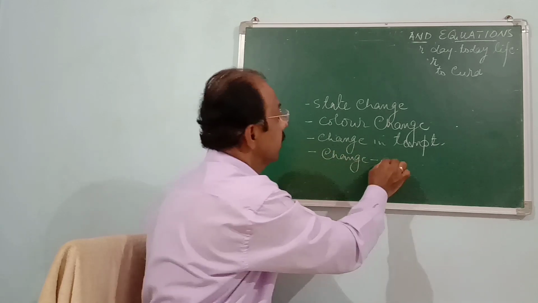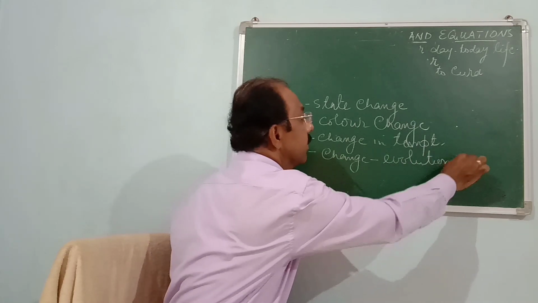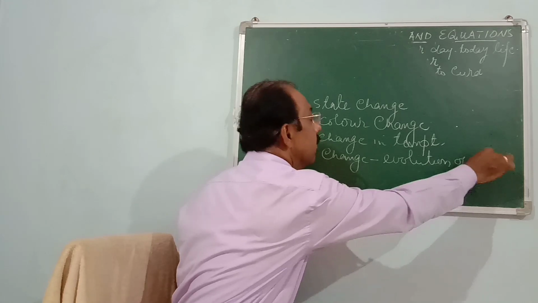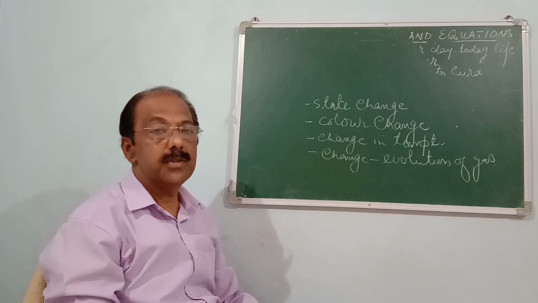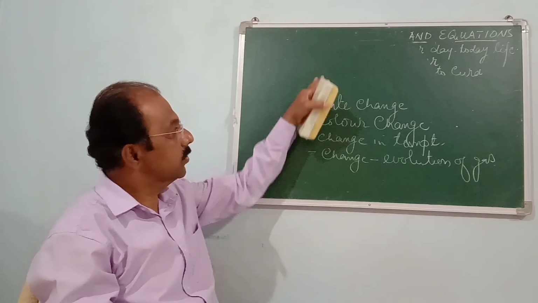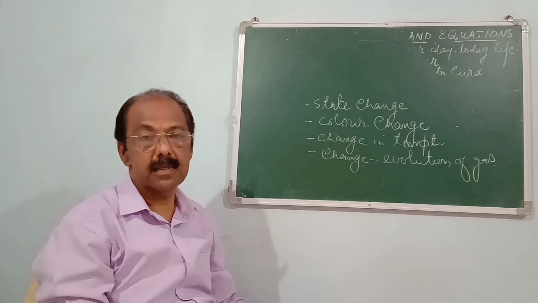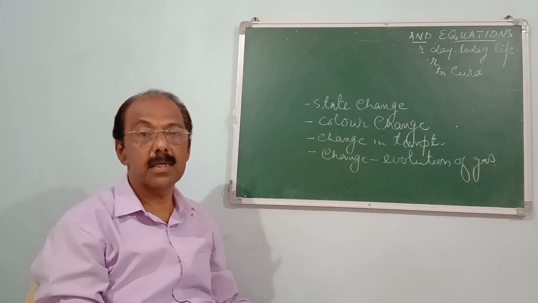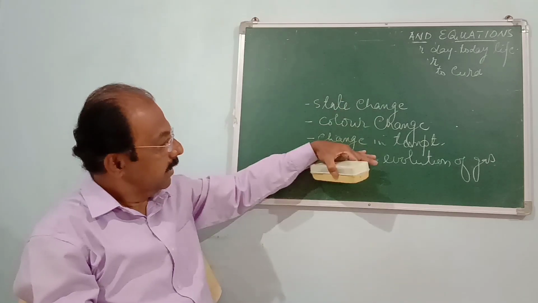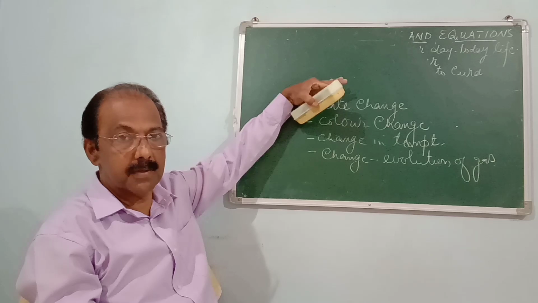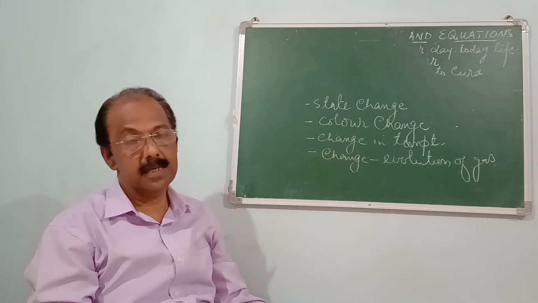And what is that change? Evolution of gas. So all these are some kind of changes that take place, and we can consider them as observations by which we understand that a chemical reaction has already taken place. Now we move on to the first part. Now let us have a look into the first part of our session. We saw some of the chemical reactions that take place.